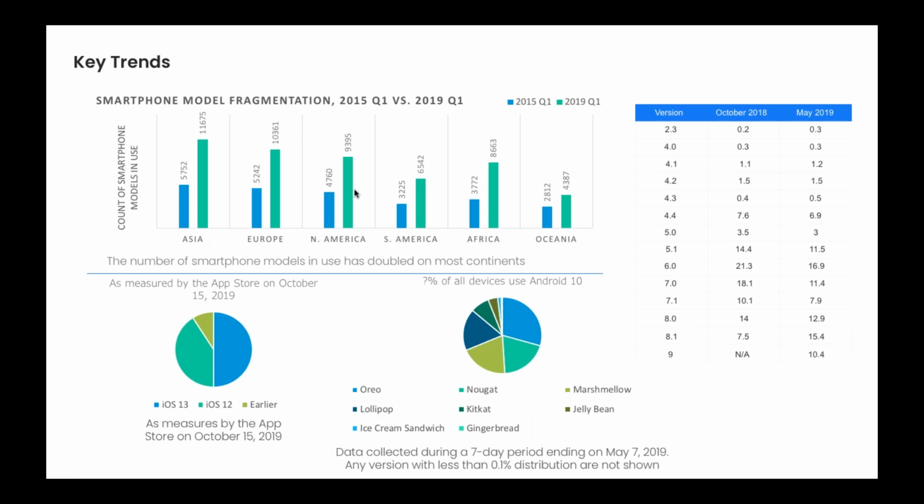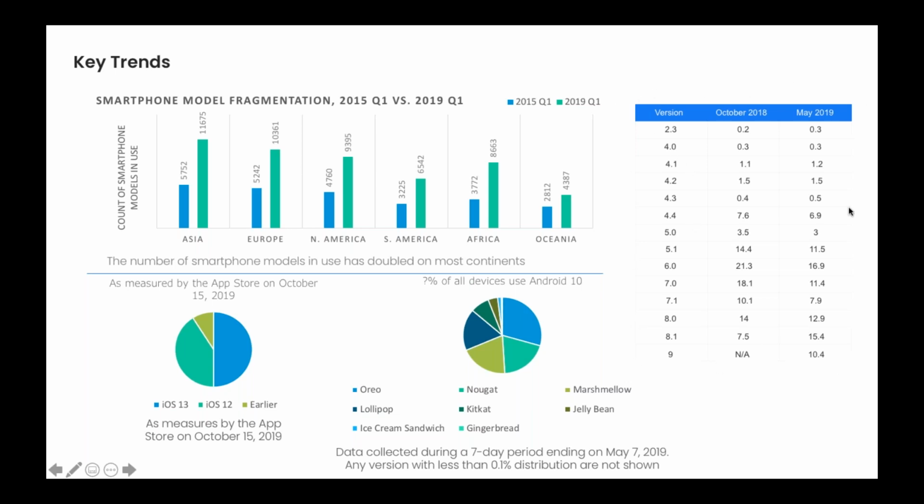For example, Samsung has so many models. MI has so many models. These are different models. So for example, in case of North America, there are 9,395 different models which exist in 2019. So just imagine the amount of fragmentation that exists as far as the device models and OEMs are concerned. Now, this gets multiplied exponentially. The complexity gets multiplied exponentially as soon as you combine this with different operating systems which exist in the market.